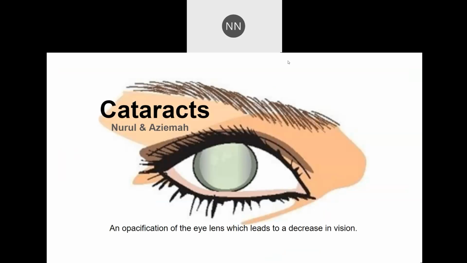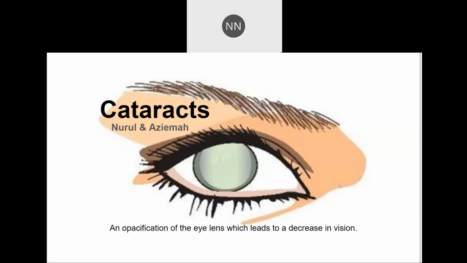So cataract by definition is an opacification of the eye lens that causes reduced vision. So briefly about the anatomy. The lens is located posterior to the iris and anterior to the vitreous chamber. The characteristic of the lens is that it is transparent, biconvex in structure, and enclosed in a thin capsule.